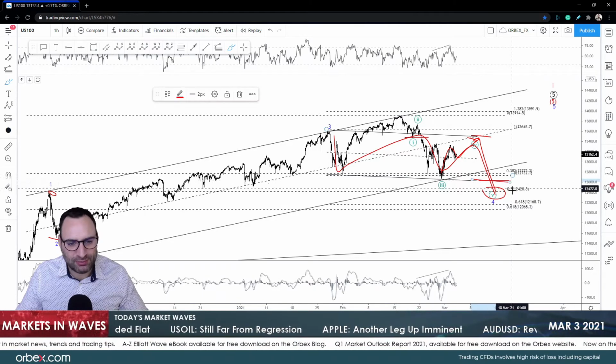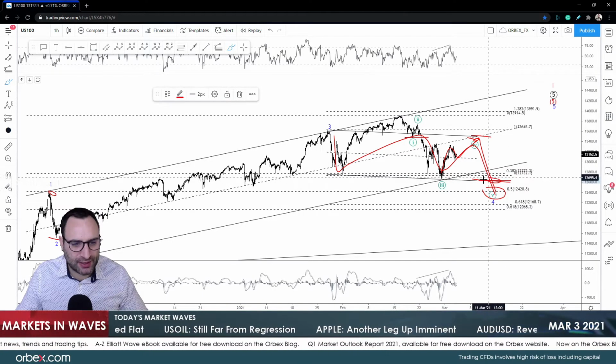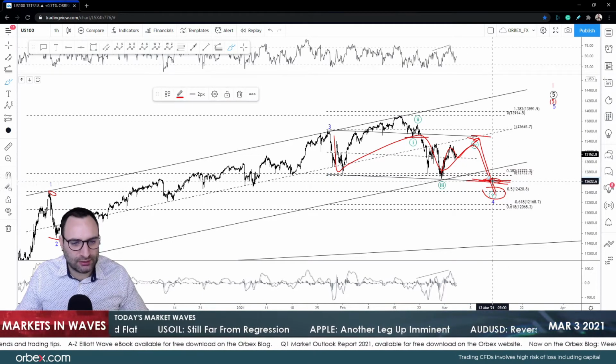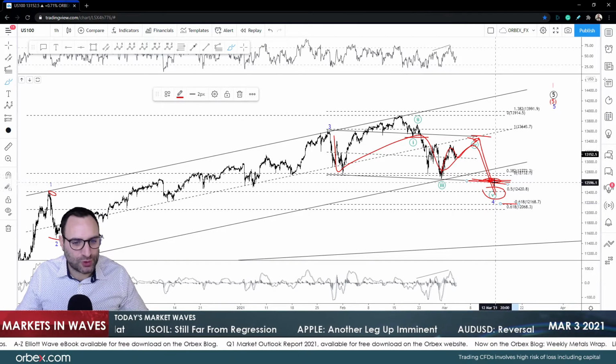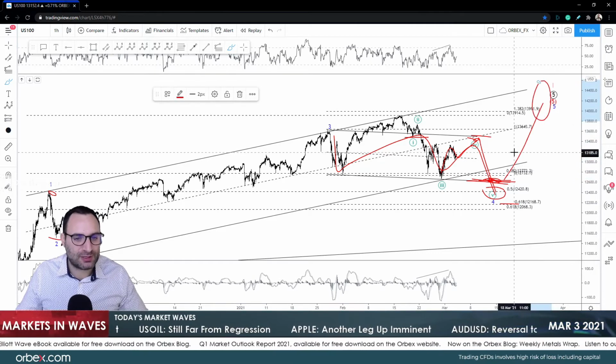And I would be expecting, perhaps, the head and shoulders not to take us below this trend line low as well, with wave 5 ending here rather than at 61.8. So 1260 or so. And then I'm expecting another leg up.